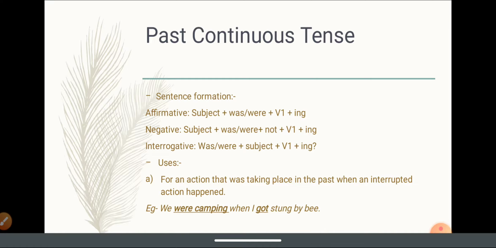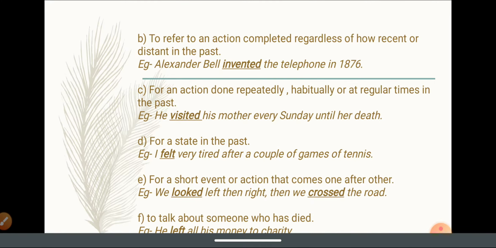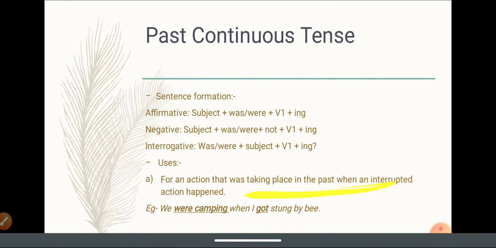In the uses of past continuous tense, we can write for an action that was taking place in the past when an interrupting action happened. So there are two actions there. An action that was taking place in the past means one action was continuing, and suddenly an interrupting action happened.